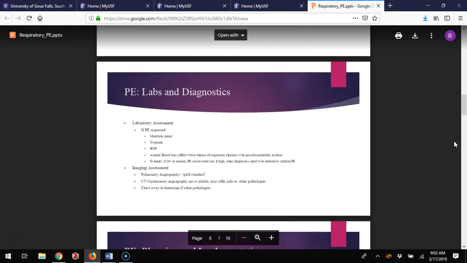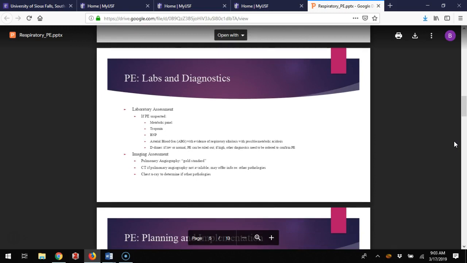Some of the labs and diagnostics, if a PE is suspected, of course you're going to get a metabolic panel looking at how they're doing on their chemistries. You're going to get a troponin to see how much damage there's been done to the muscle of the heart. You're going to look at BNP for that same reason. You're going to look at an ABG to get blood gas results and to see how they're oxygenating. A D-dimer looking at clotting.